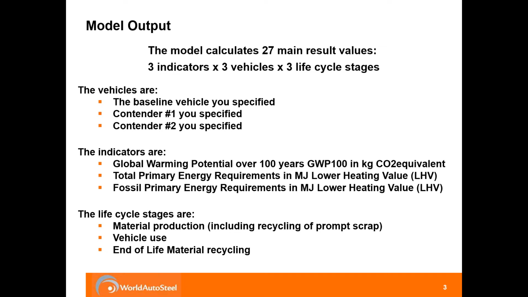And in this model, material production includes recycling of prompt scrap. So this is the scrap that is created in the production of the car or the parts of the car. And this is included in the material production stage because it happens early in the life cycle of the car. Second vehicle life cycle stage is vehicle use. And the third is end-of-life material recycling.